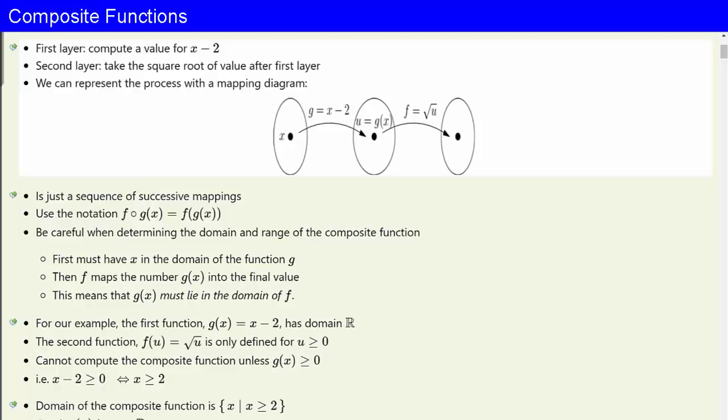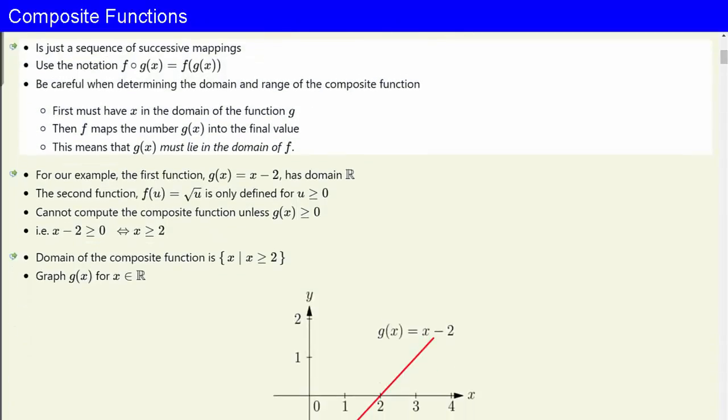From the diagram, we see how a composite function works. It's just a sequence of successive mappings, in this case just two. We use the notation f circle g for composite functions. We have to be very careful when determining the domain and range of the composite function.